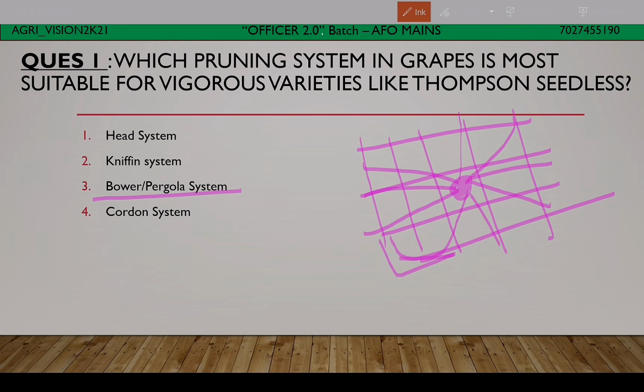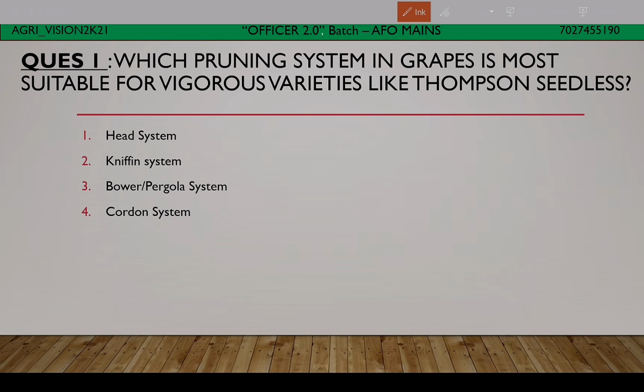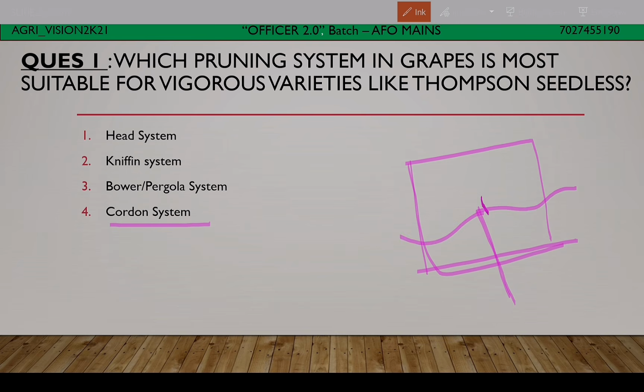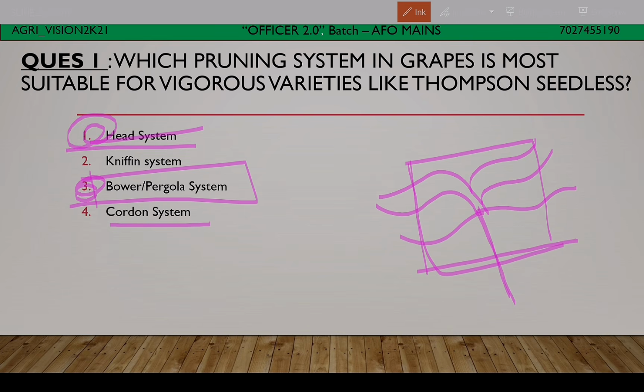Okay, now the cordon system. In the cordon system, it is trained with the support of a building or something. Let's suppose this is a building, and the vines will be trained like this. Okay, now the answer to this question is the bower system. Why the bower system? Because in the bower system, as we see, there is enormous space which the bower system can sustain. And you may also remember that the head system is for bushy plants.